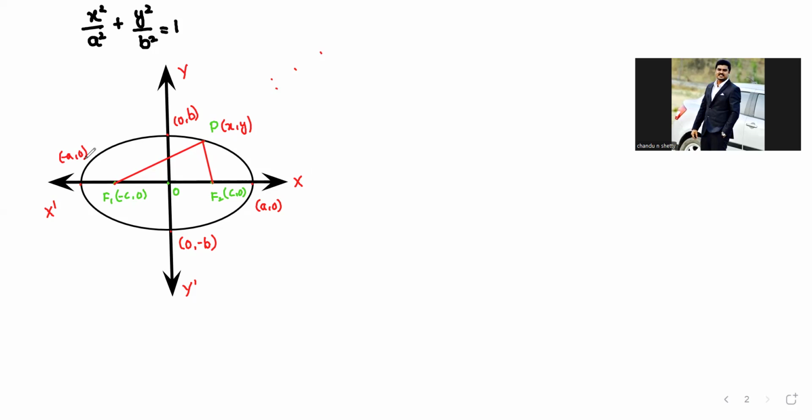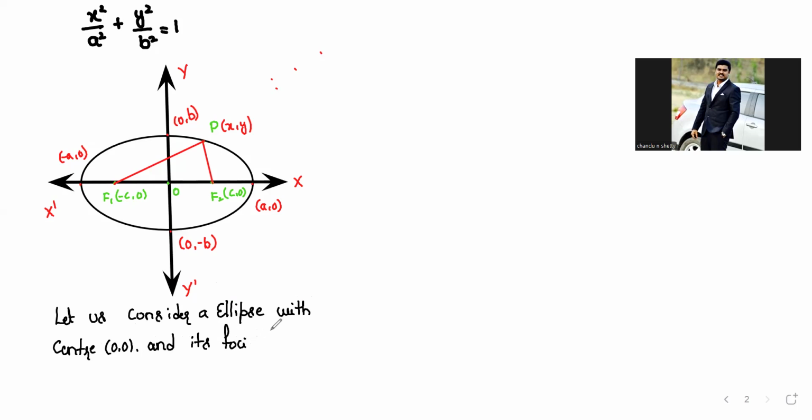Now the explanation of this diagram, you should observe. Let us consider an ellipse with center 0 comma 0 and its foci are F1 minus c comma 0 and F2 c comma 0. Full stop.